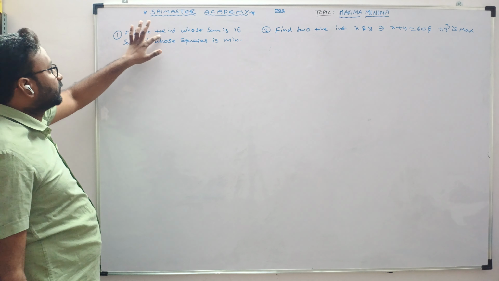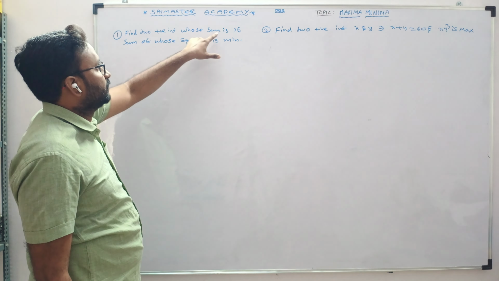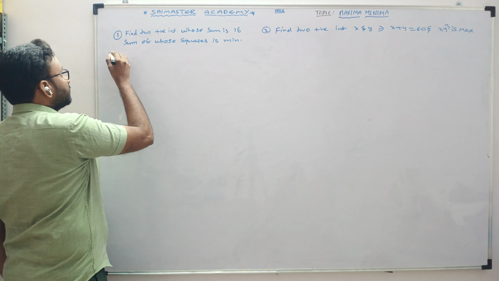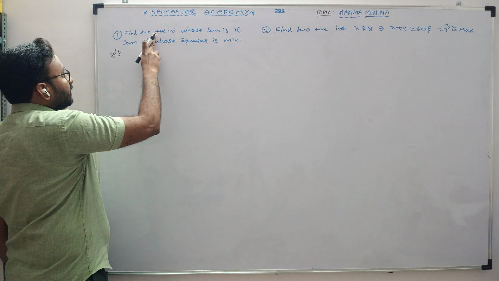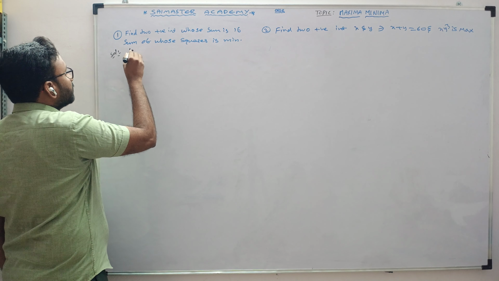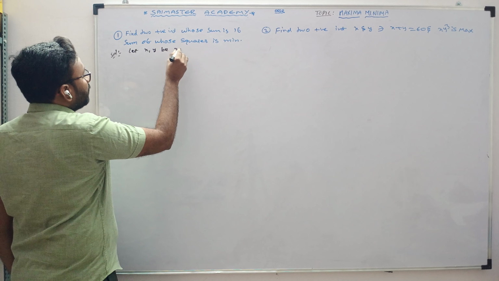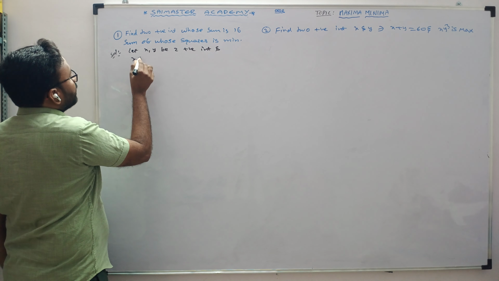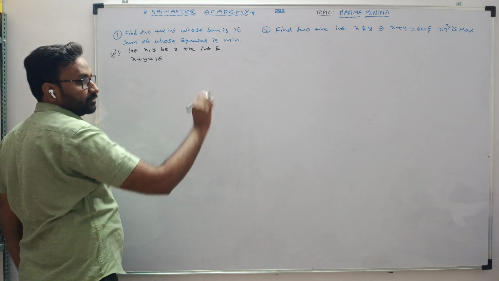See the question: find two positive integers whose sum is 16. Always remember, you should spend minimum time on question understanding in the exam paper, otherwise you will not get the solution correctly. So what is it telling? Find two positive integers whose sum is 16. First of all, see the solution. It is clearly asking for two positive integers, right? Let x, y be two positive integers and given x plus y is equal to 16, whose sum is 16.